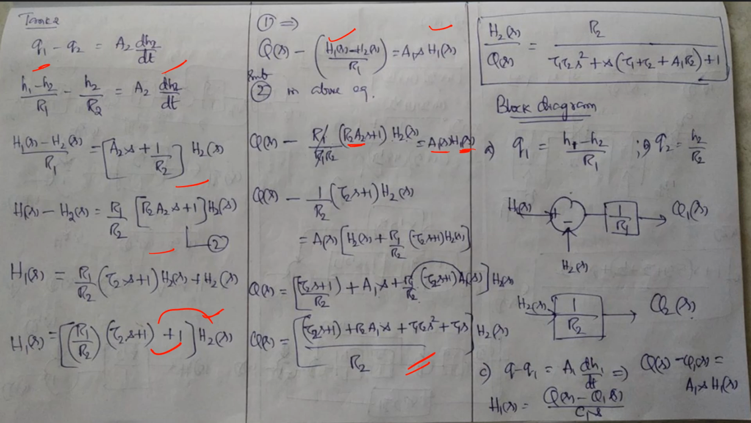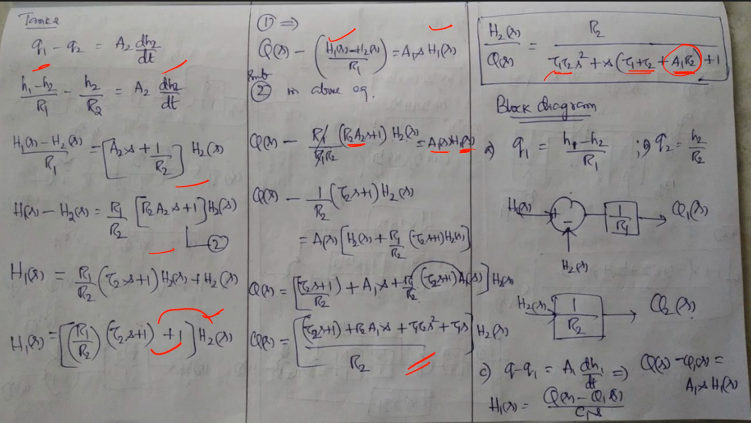So H2 by Q equal to R2 by tau 1 tau 2, which is area of... so here in this we have R1 C1 R2 C2 like that. So here this alone, and then this says the interaction. If you take non-interacting, this term is missing. But if you take interacting tank, this is the interaction between the first tank and the second tank. So this is a very important term. This term decides the interaction. If this is missing, then we can say it is non-interacting.